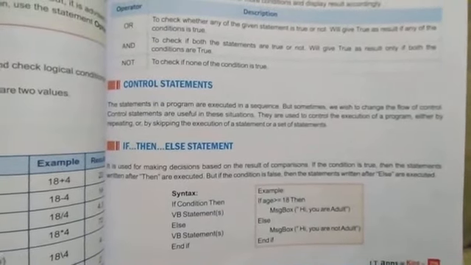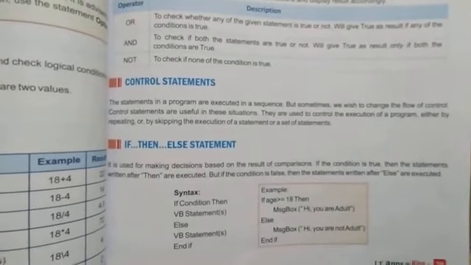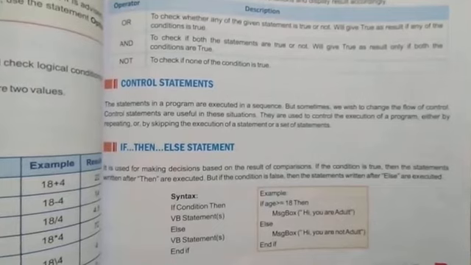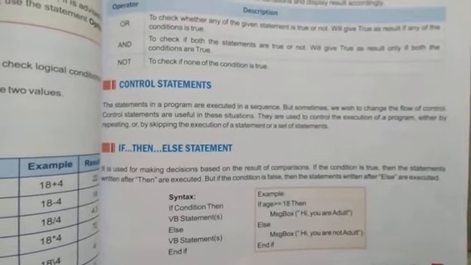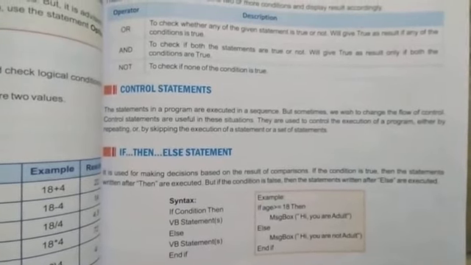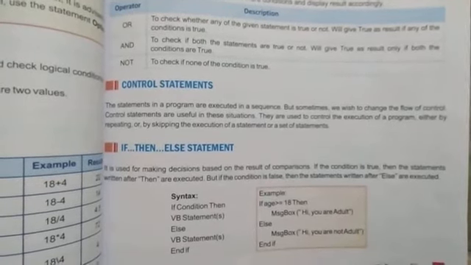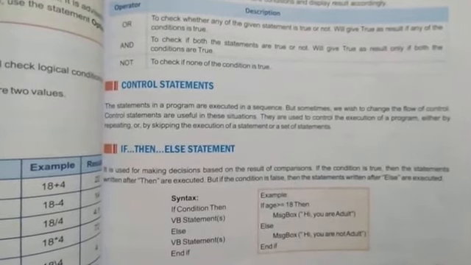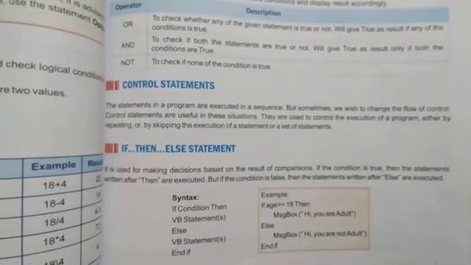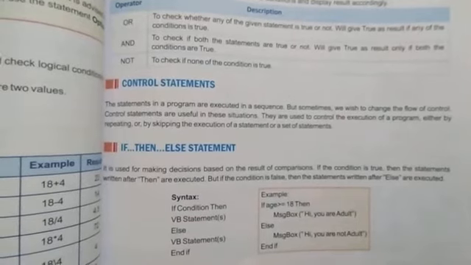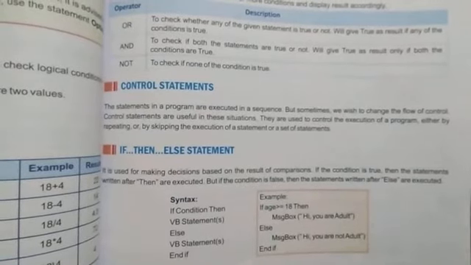They are used to control the execution of a program, either by repeating or by skipping the execution of a statement or a set of statements. So we can also repeat some statements by using control statements. We can skip some part of execution. So we can make such modifications in the control flow of a program by using control statements.